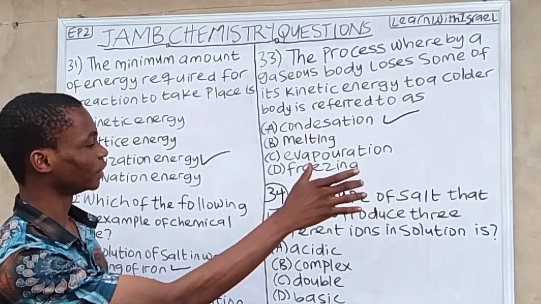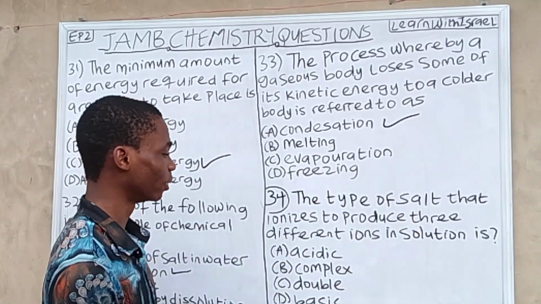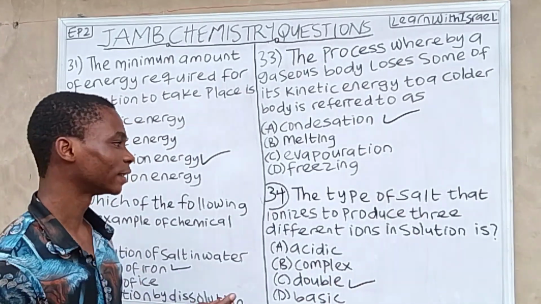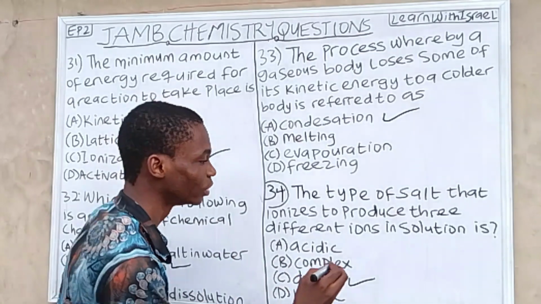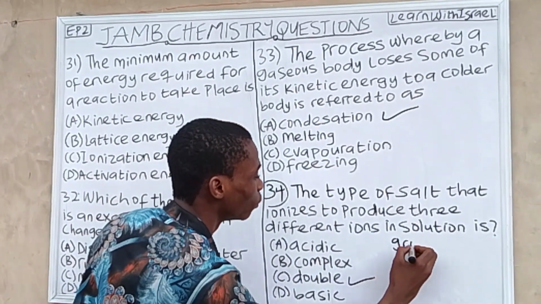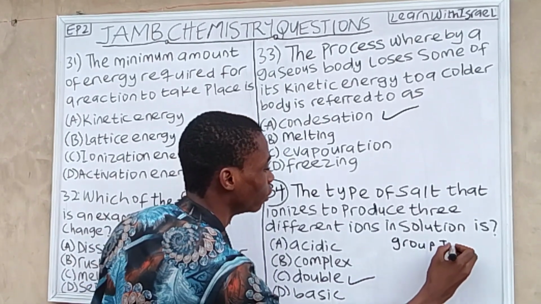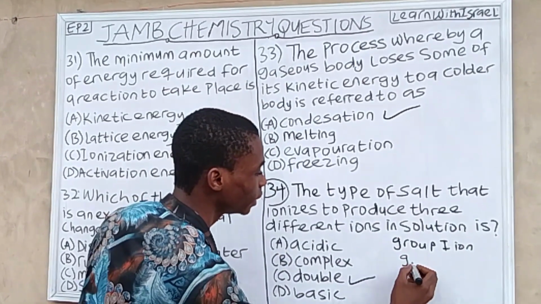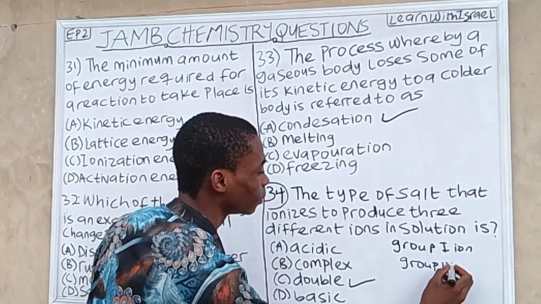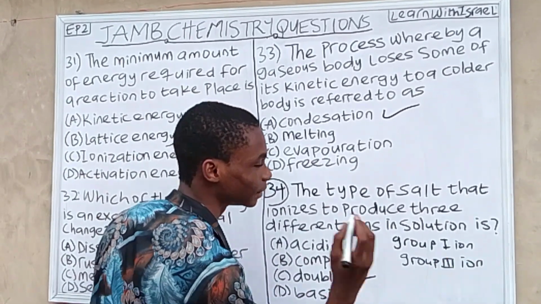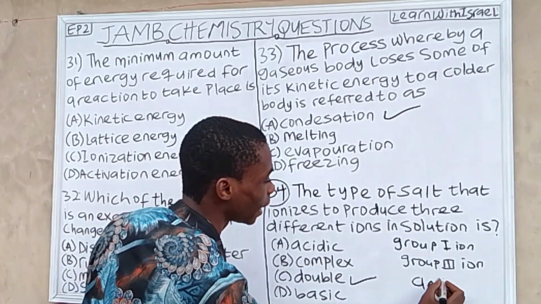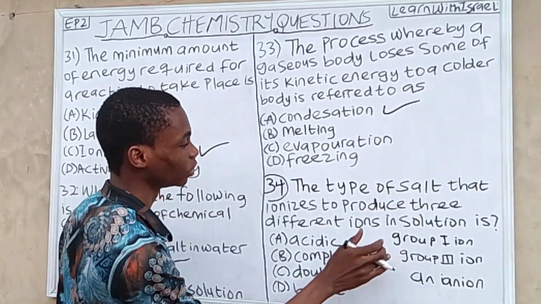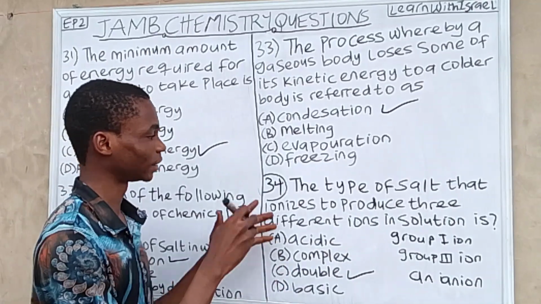So the type of salt that ionizes to produce 3 different ions is double salt. And double salt ionizes into 3 different ions, which include a group 1 ion, the next one is a group 3 ion, and an anion. So these are the 3 ions double salt produces. I hope you understand that now.